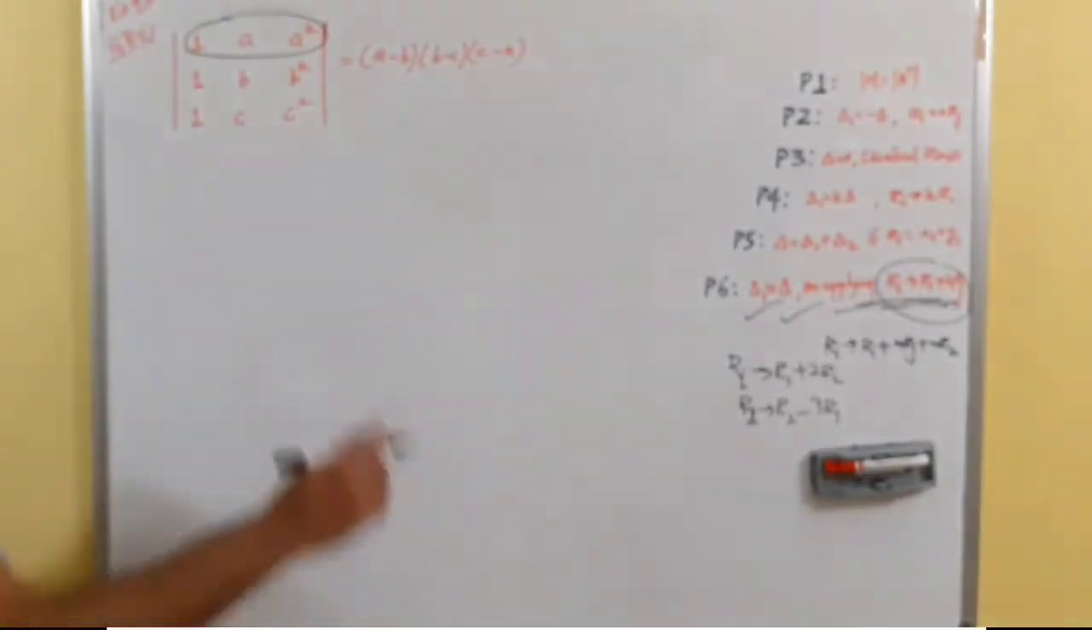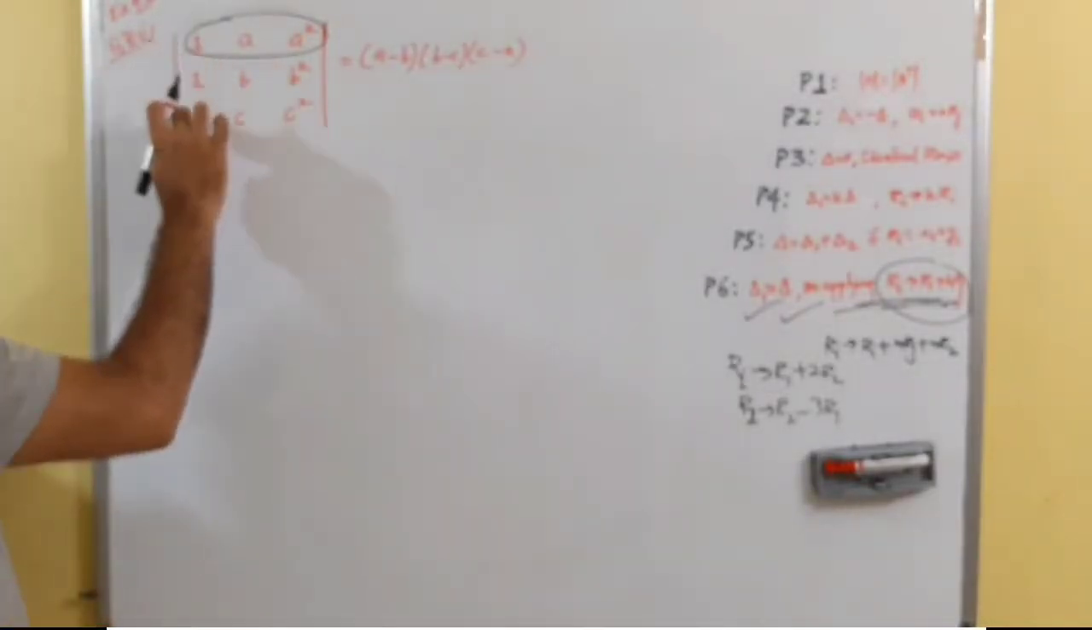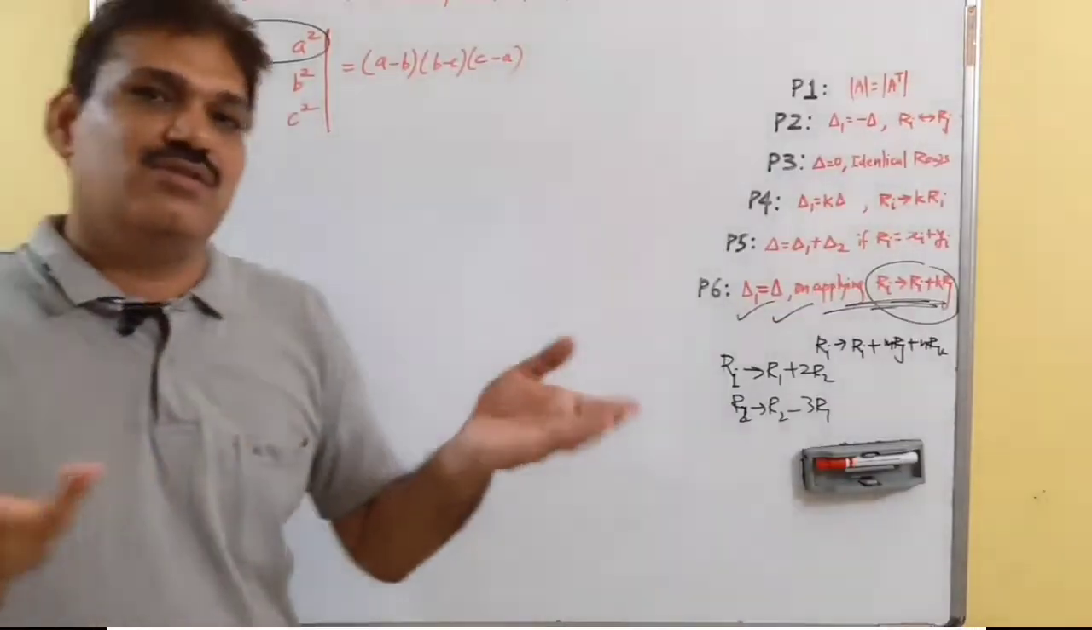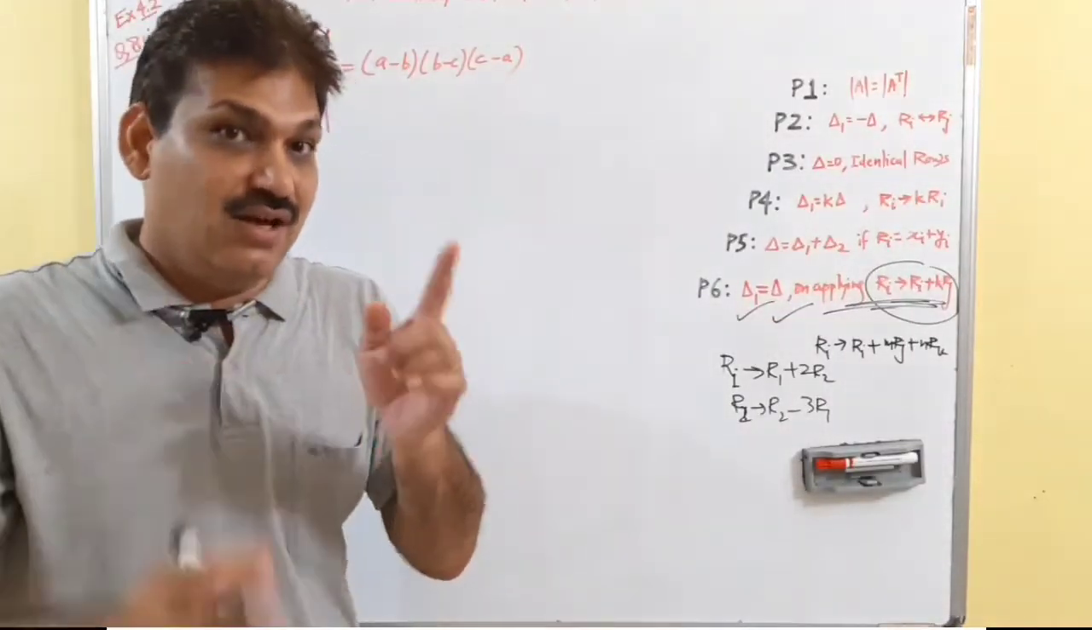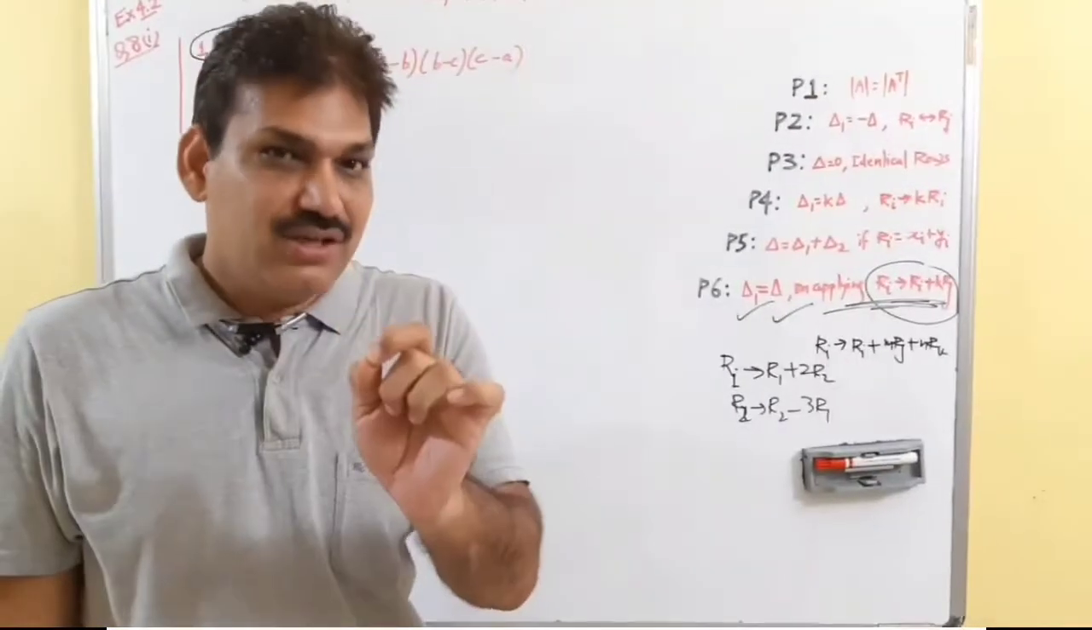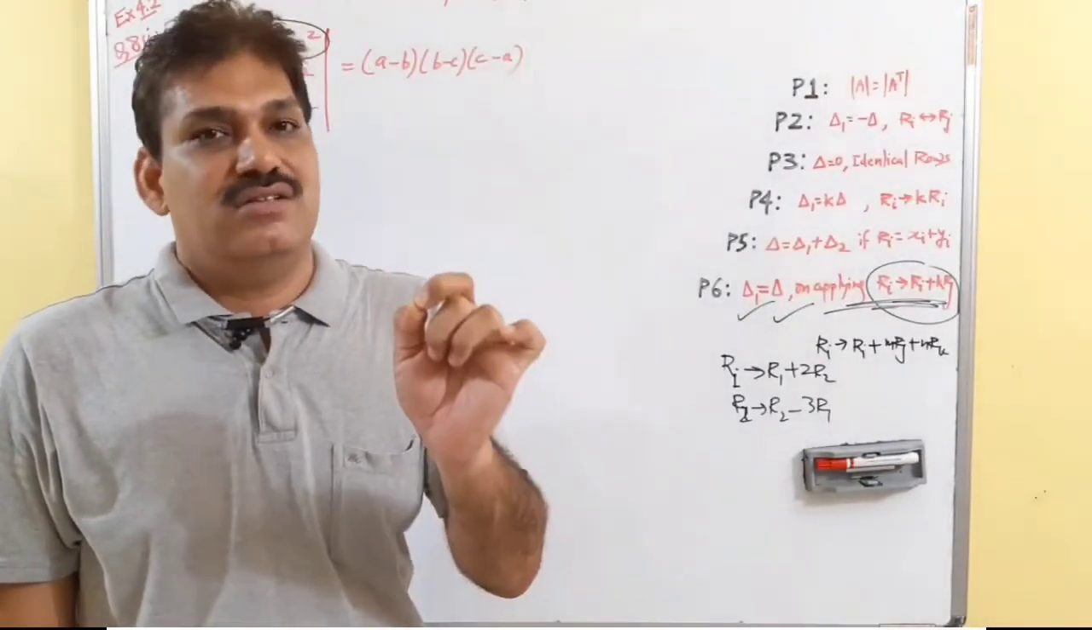Otherwise, what can you do? Half the people would do this: subtract this from this, 0; subtract this from this, 0; subtract this from this, 0; all 0, so it will give 0. It's not like that. Care must be taken that at least one row is unaltered.